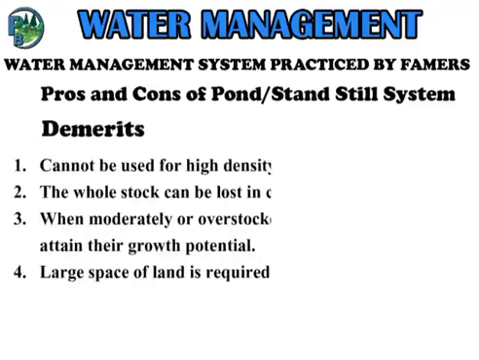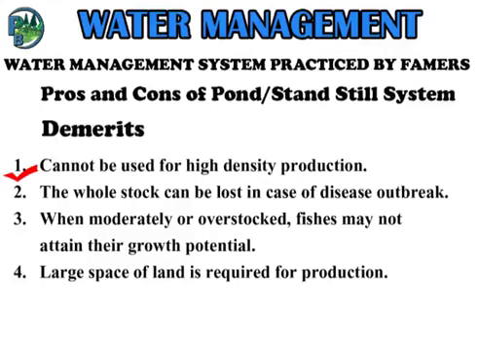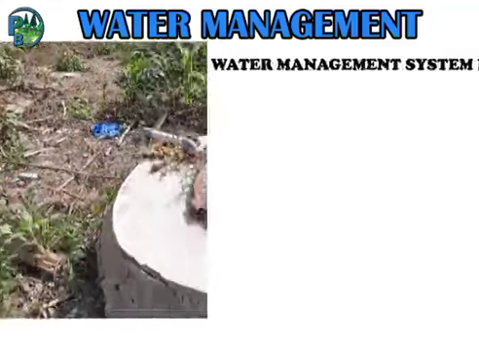Then the demerits: 1. Cannot be used for high density production. 2. The whole stock can be lost in case of disease outbreak. 3. When moderately or overstocked, fish may not attain their growth potential. 4. Large space of land is required for production.